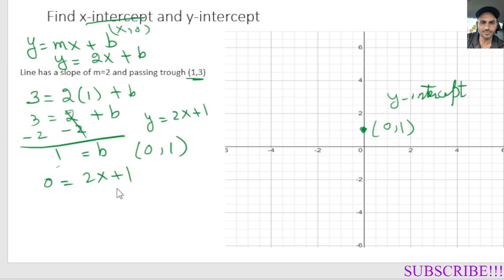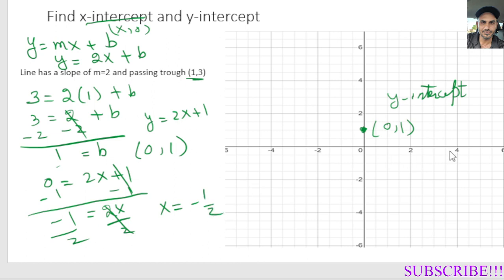And then we subtract 1 from both sides to isolate our 2x. So 2x equals negative 1. And then you divide both sides of the equation by 2 to solve for x. So x equals -1/2, which is equal to -0.5. So this is -1. So -1/2 would be right here. So we have -1/2 comma 0 our x-intercept.